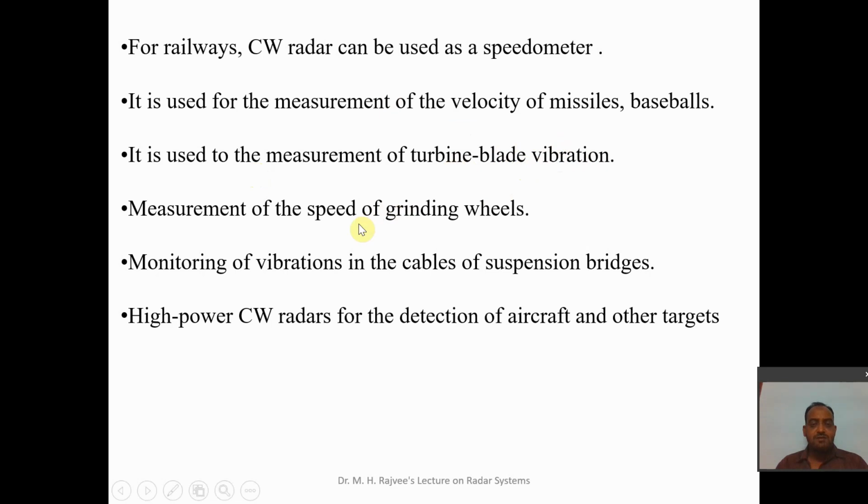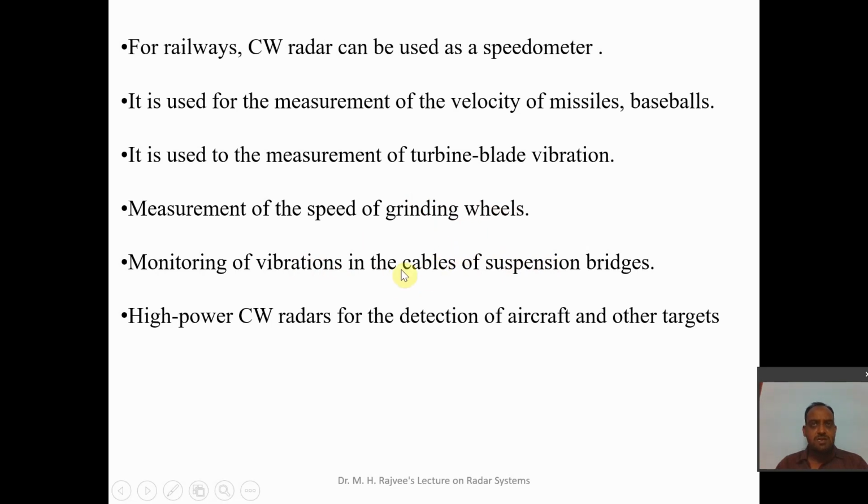Measurement of speed of grinding wheels, because they will be moving fast. We can measure at what rate the grinding wheel is moving, very easily and comfortably. Monitoring of vibrations of cables and suspension bridges. See, this CW radar is so accurate that it can tell you the velocity like 80.46 kilometers per hour. That much accurate is this CW radar.